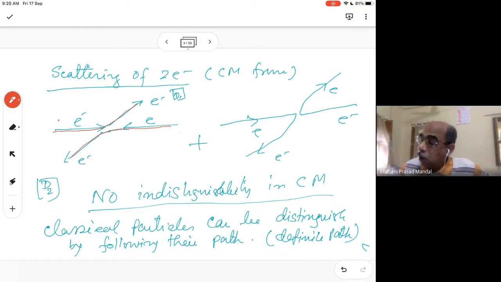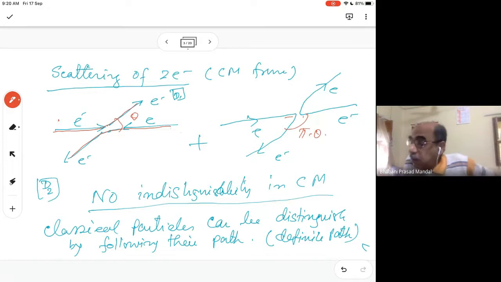So I'll consider this kinematics. This will be my scattering angle, and I'll find the scattering cross section. But here, the scattering angle is now not theta, but pi minus theta. If this is theta, then this is pi minus theta. So the scattering cross section considering this geometry is different from the scattering cross section considering this geometry. In some cases it may be the same, but in general they are different.